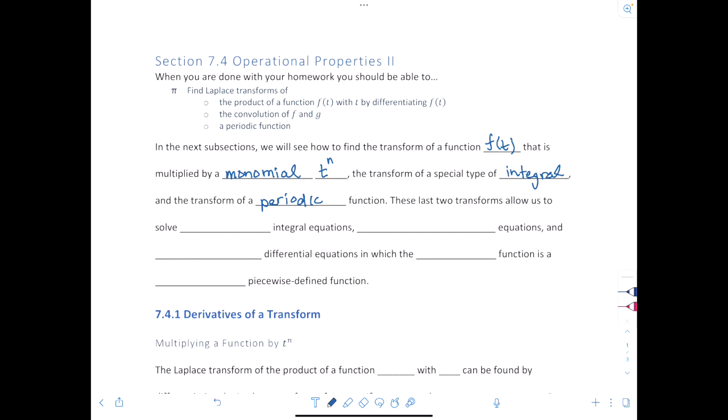These last two transforms allow us to solve Volterra integral equations, integral differential, it's a mouthful, huh? Equations, and ordinary differential equations in which the input function is a periodic piecewise defined function.